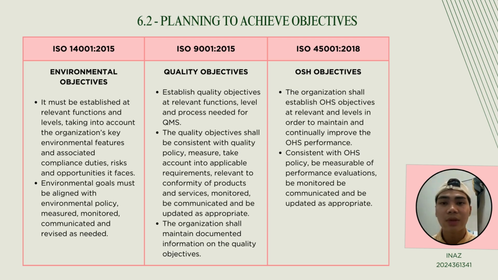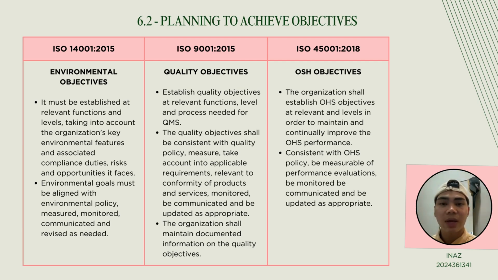For 6.2 is planning to achieve the objective. In ISO 14001 environmental objective, it must be established at relevant function and level, taking into account an organization's key environmental features and associated compliance duty, risk and opportunity faced. Environmental goal must be aligned with environmental policy, measured, monitored, communicated and changed as needed.